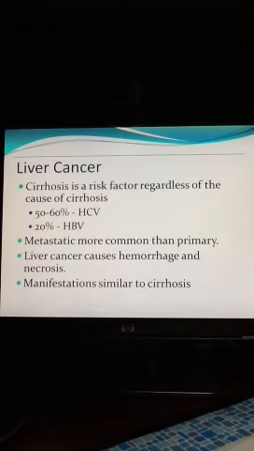In general, metastatic liver cancer is more common than primary. Liver cancers can cause hemorrhage and necrosis, and again, the symptoms will be very similar to cirrhosis. They'll do a liver biopsy to get a diagnosis, in particular if there's not a cancer elsewhere. Your lab book talks about the care of the patient with a liver biopsy.